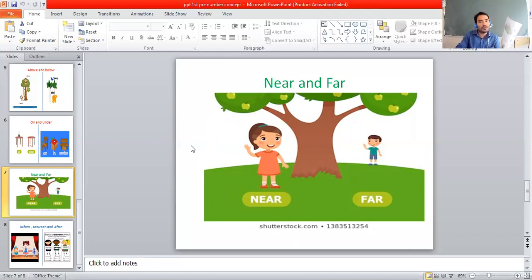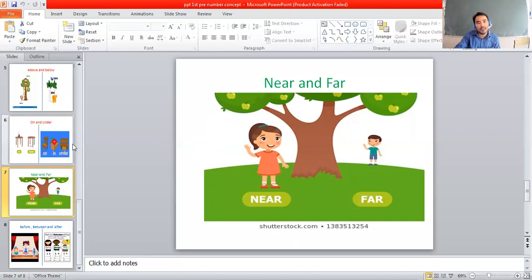So now using the concept, read this concept near and far. Near means close, far means a little distance. So now using this sentence, look at that.